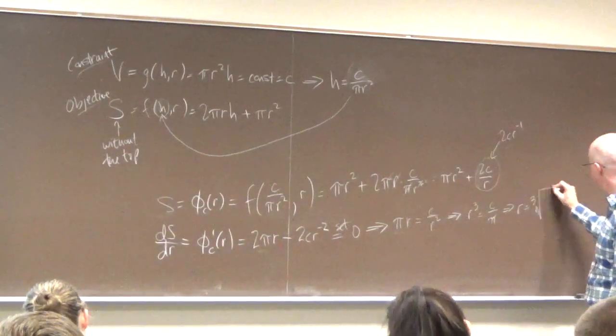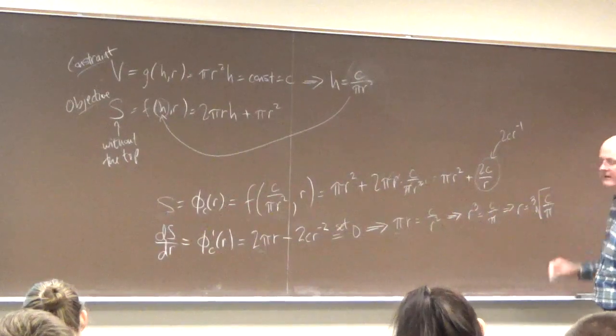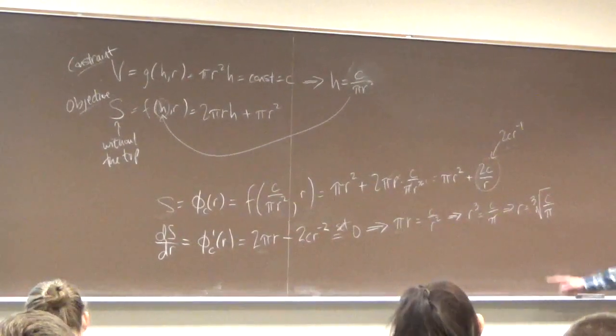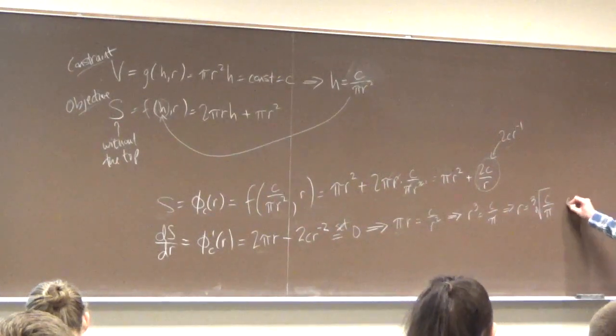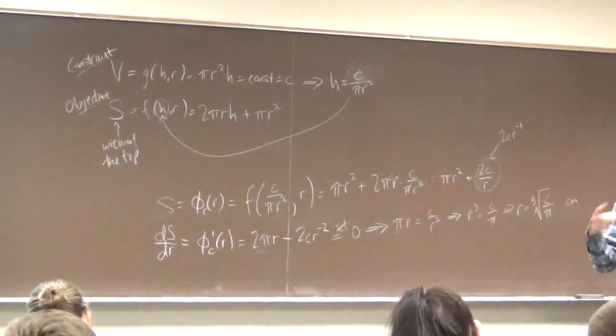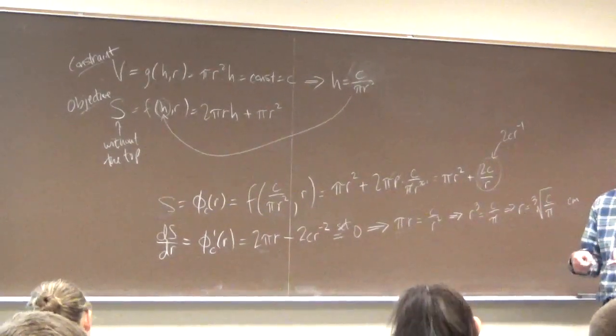R is going to be the cube root of c over pi instead of the cube root of c over 2 pi, like we got before. So that should be the radius, say in centimeters, that minimizes the surface area, though to prove it's a minimum, we have to use the first or second derivative test.